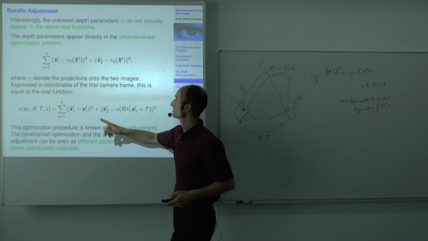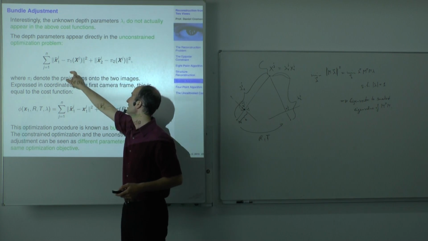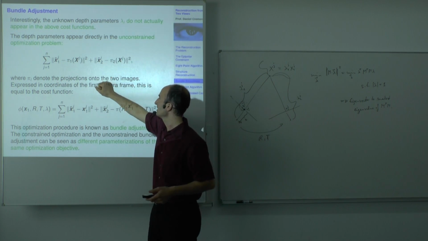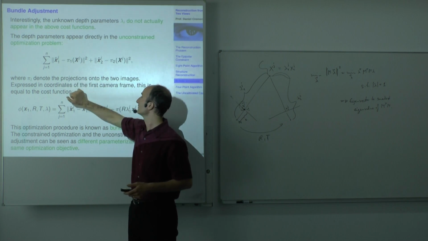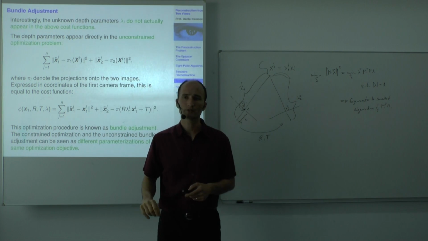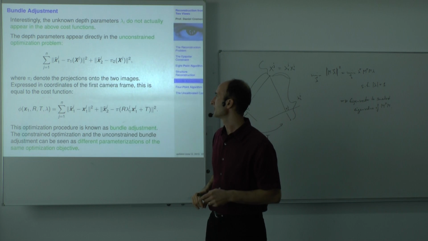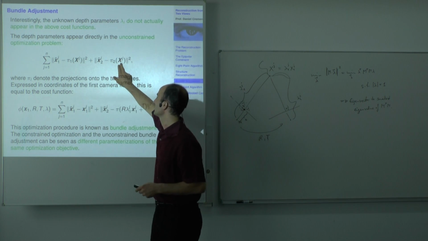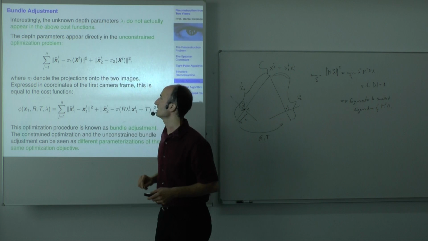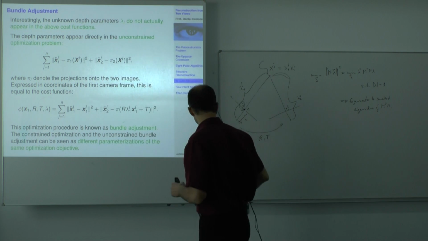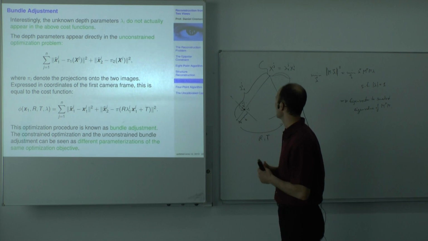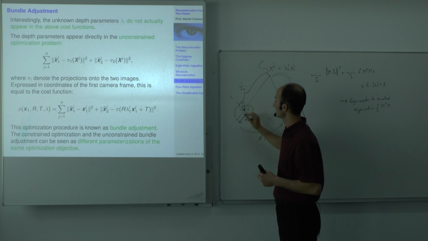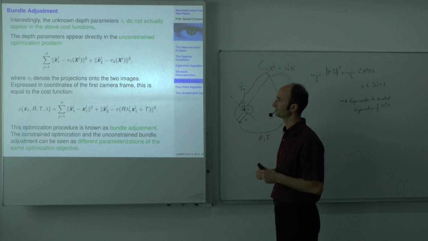So this is the observed point in image 1, the observed point in image 2, and this is the projection onto the first image, and this is projection onto the second image. So that would be a parameterization in the 3D coordinates. What we can instead do is parameterize the whole thing in the 2D coordinates of the first image.